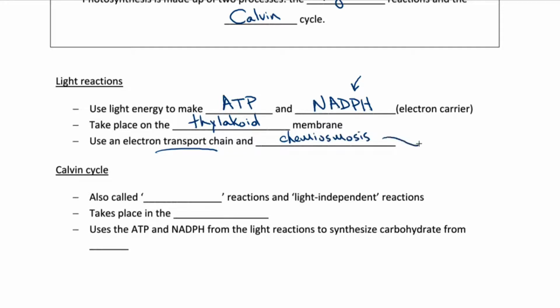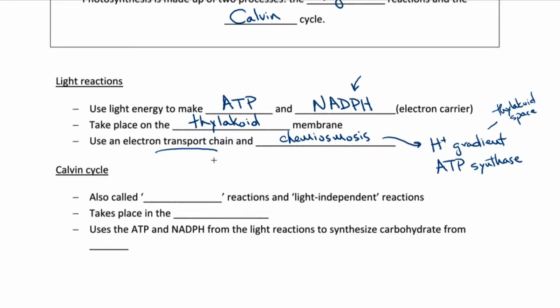Remember, chemiosmosis involves the creation of a proton gradient. Here, protons are going to be pumped into the thylakoid space. So the thylakoid space becomes a reservoir for protons, just like the intermembrane space did in the mitochondria in cellular respiration. So we're going to use the energy of electrons being passed down an electron transport chain to pump protons into the thylakoid space, and then they're going to be allowed to move back through ATP synthase. Again, this is very similar to what we saw in cellular respiration.